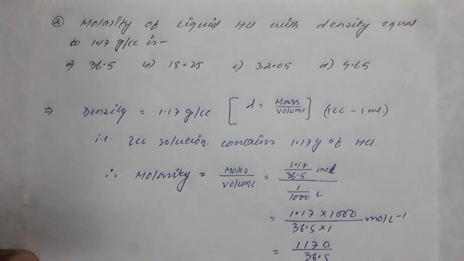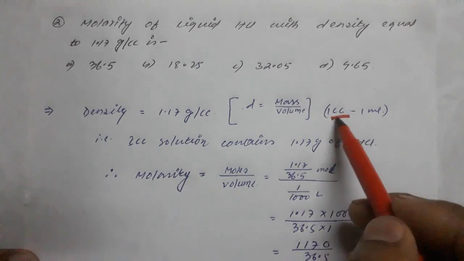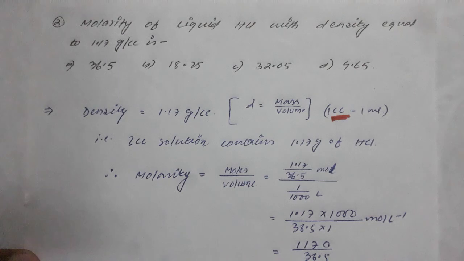Another question says that the molarity of liquid HCl with density equal to 1.17 gram per cc is. Now look at it, guys. cc means what? 1 cc equals 1 ml. Okay, 1 cc equal to 1 ml. So you have to know these things.